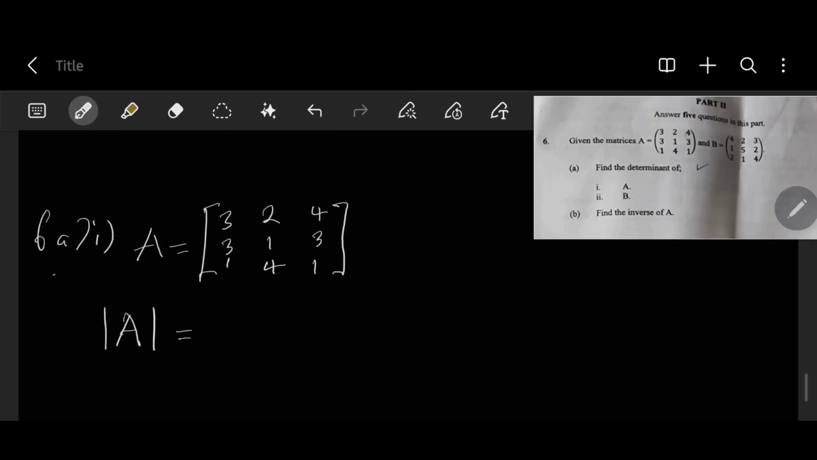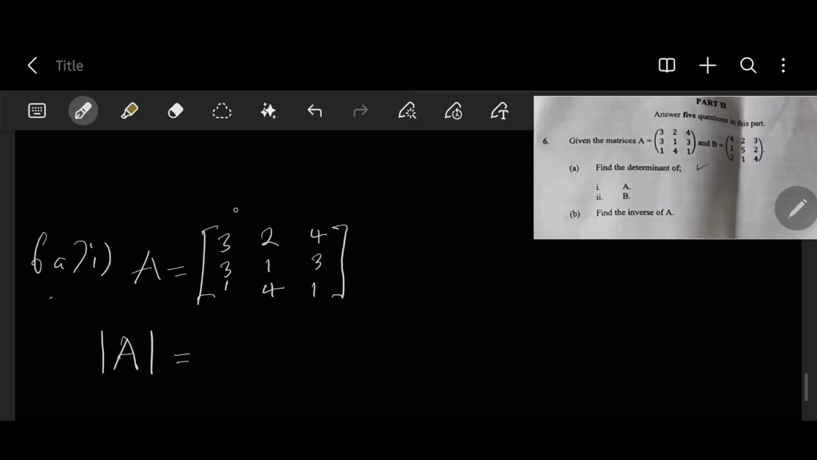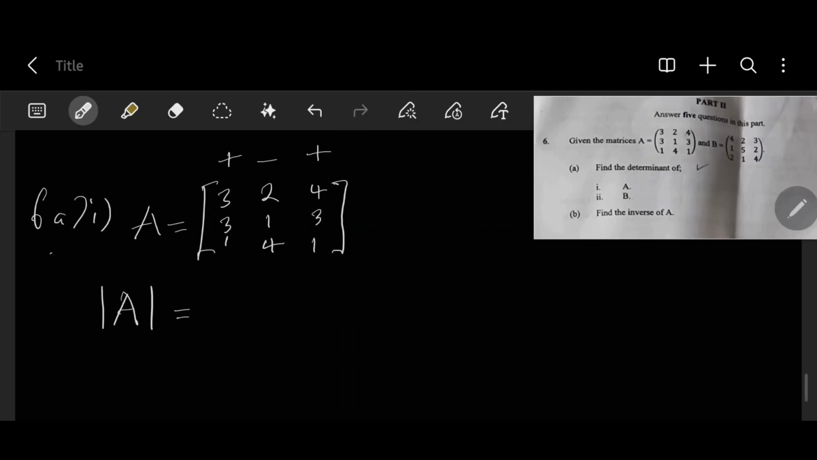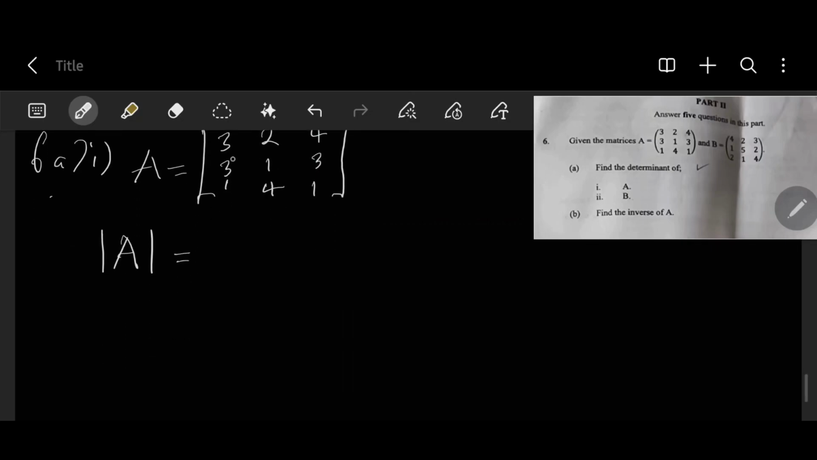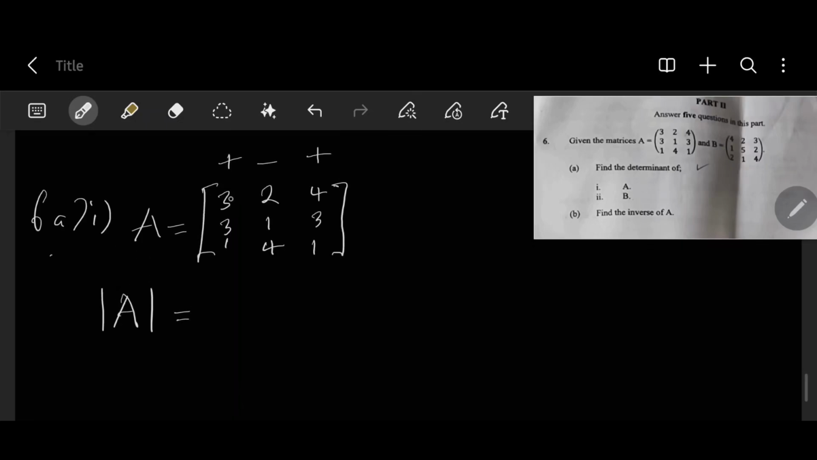Now what you have to have in mind is that this first part is going to be positive, this negative, this positive. I think you understand how these are gotten when we are going to do the cofactors. I'm going to explain that part when we're looking for the cofactor of A. So I'm going to take this 3, which is on the first row and first column, and bring it out as positive.